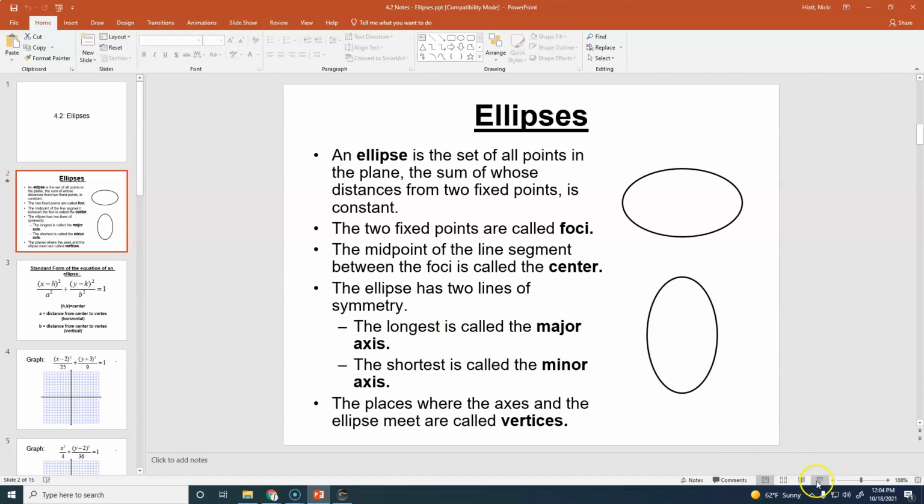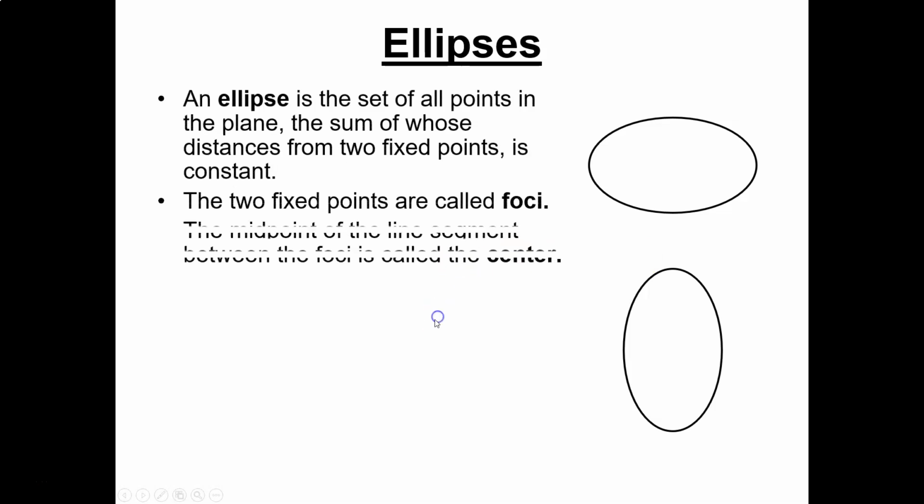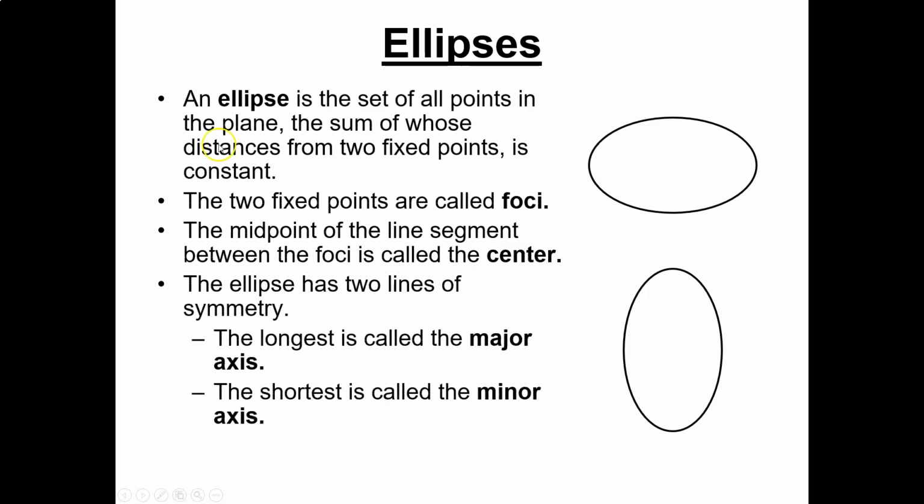You will see that an ellipse is the set of all points in the plane, the sum of whose distances from two fixed points is constant. The two fixed points are called foci. So I'm going to draw this in on these ellipses here.